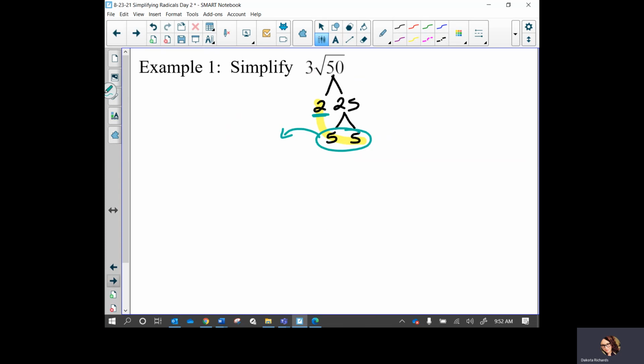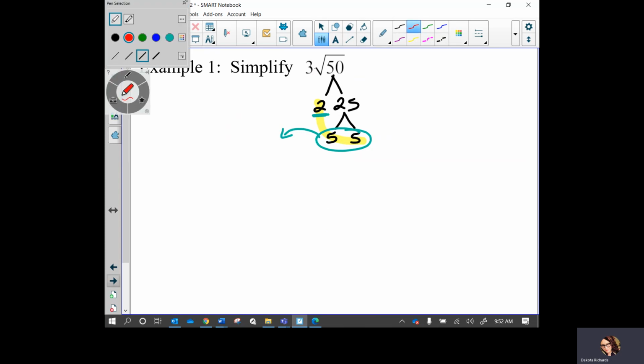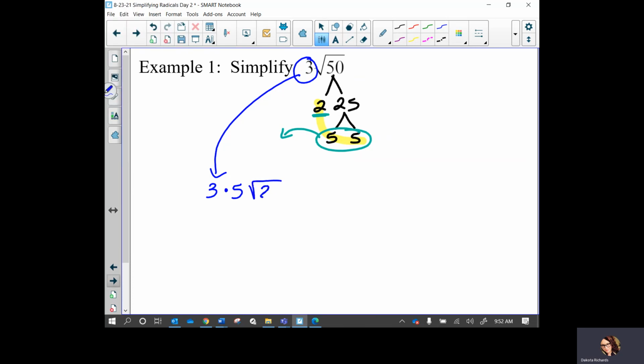So on the outside, don't forget we have this 3. So let's bring it down. We have a 3. And then one of those 5s came out because it became one unit. And then on the inside, you just have the 2. 3 times 5 is 15. And that's 15 on the square root of 2. Sorry, that 2 looks like a Z.